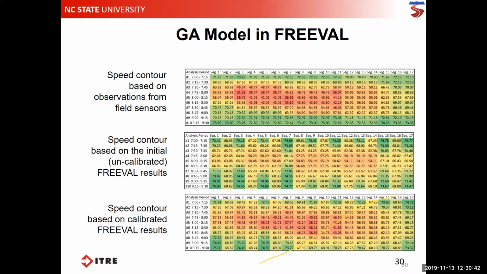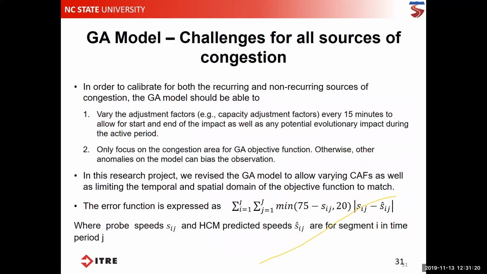And as you can see here, it's really not representing the real world condition. It basically can't show those low speeds and queuing that are happening. Then by running the GA model, asking FREEVAL's GA calibration model to adjust capacity adjustment factor for bottlenecks so that we create the same queuing as we are seeing in the real world, we come up with a calibrated model, whose contour is the third speed contour on the screen, which is very close to what we are seeing in the real world.